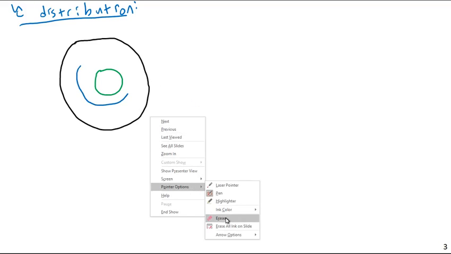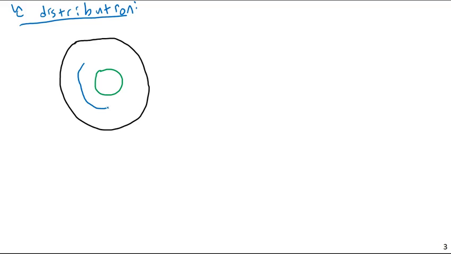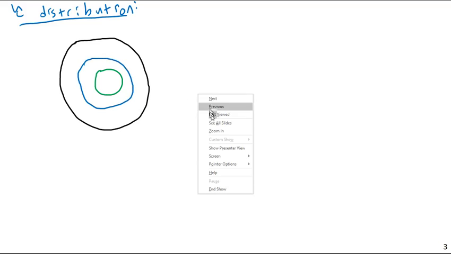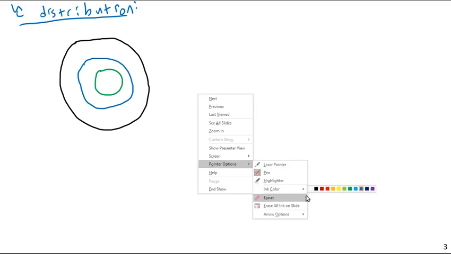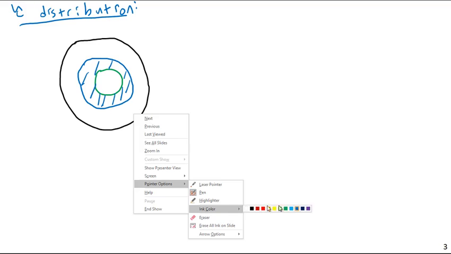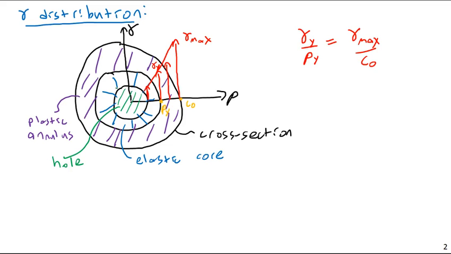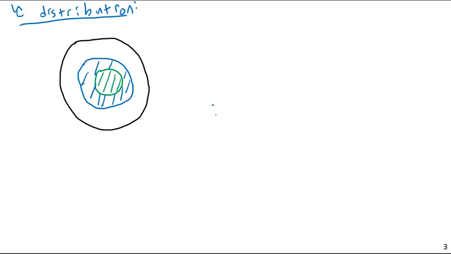That's a little too close. I don't think I like that. I want to have more room here. I'm trying to put it midway between, even though it doesn't have to be midway between. The actual width of each of these bands is going to be entirely dependent on your loading, on your material, etc. Okay. And so this is going to be our elastic core. Then we're going to have the hole in green in the middle. And then finally, in purple, I'm going to put my plastic annulus.